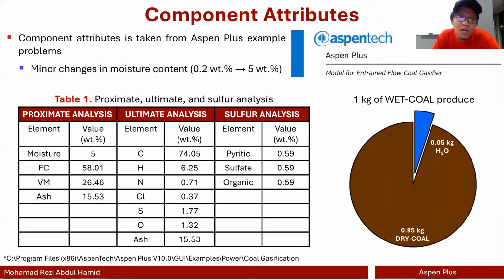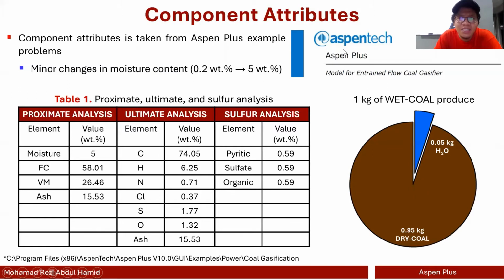As I mentioned before, coal is a non-conventional component, so you need to give Aspen information about the molecular makeup or elemental makeup of the coal itself. These are the proximate analysis, ultimate analysis, as well as sulfur analysis. For your information, this table is taken from this document. If you have Aspen Plus installed on your computer, you go to C, then your program files, and then this pathway, and you will get to this document, which is a model for an entrained flow coal gasifier. This document is made by Aspen, so you can go and check it out.